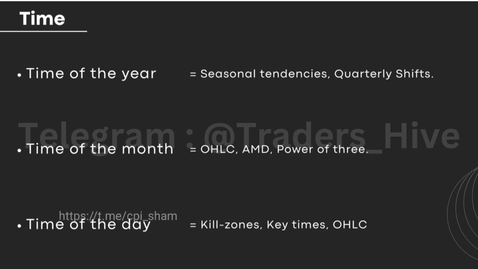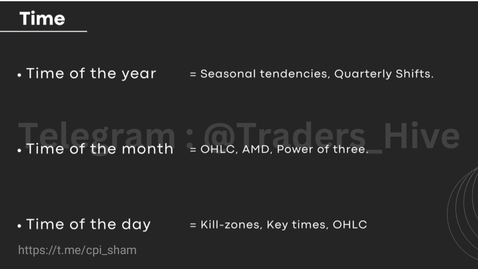No, not actually quarterly theory. Don't ever use quarterly theory. I'm talking about quarterly shifts, right? So concepts like quarterly shifts and seasonal tendencies, right? They are both used to find high probability and key times on the yearly range and yearly basis, right? Meaning these concepts can be used on the higher time frames like the monthly, the 3 month time frame, or the weekly time frame, right?